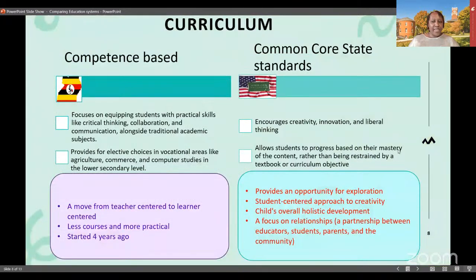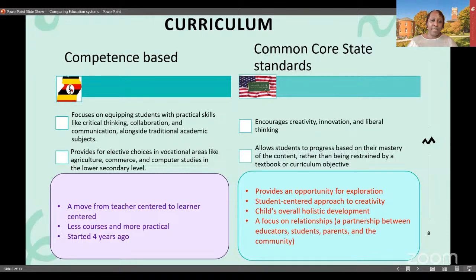Okay, moving on, the curriculum. And this is a new one. According to what I was trying to find out, the Ugandan curriculum currently is competence-based and focuses on equipping students with practical skills like critical thinking, collaboration, and communication, alongside traditional academic subjects. What I understand is that it provides elective choices in vocational areas like agriculture, commerce, and computer studies at the lower secondary level. And my understanding is that it started 4 years ago.